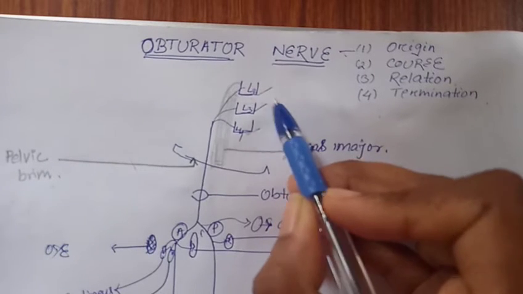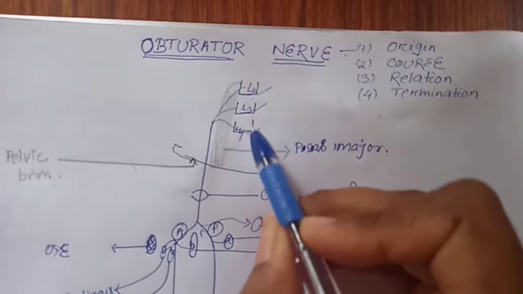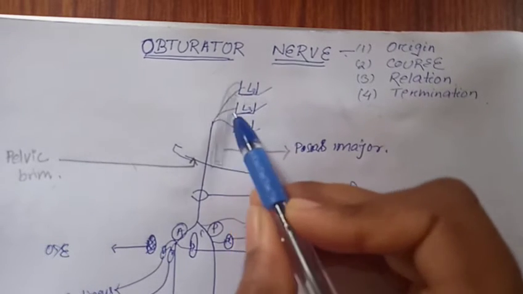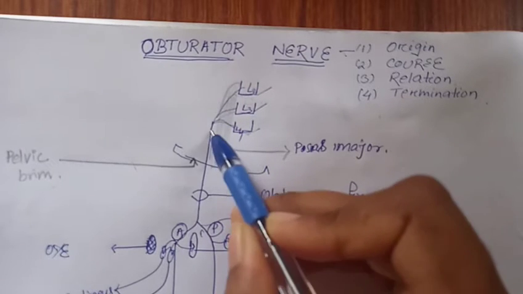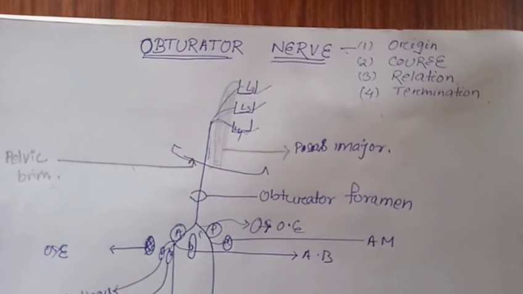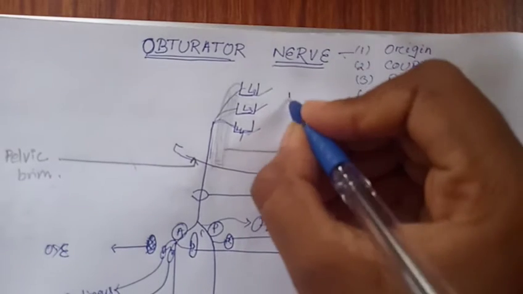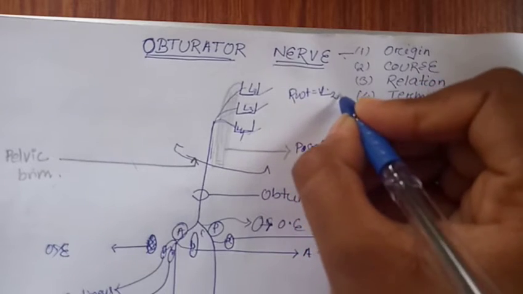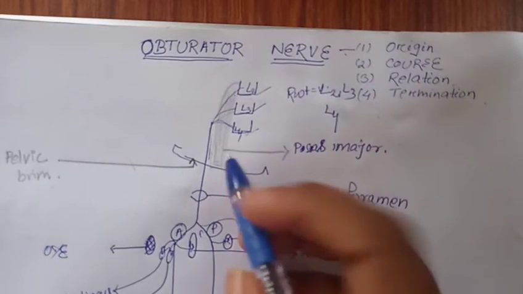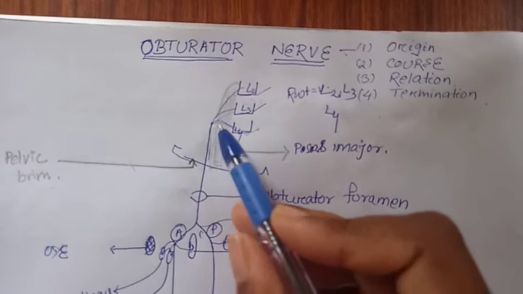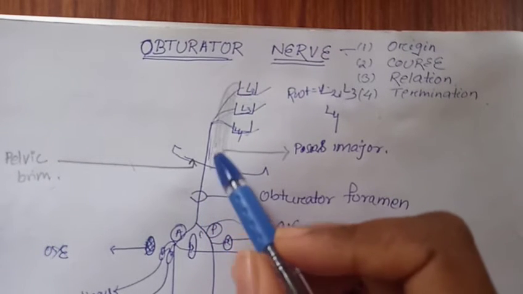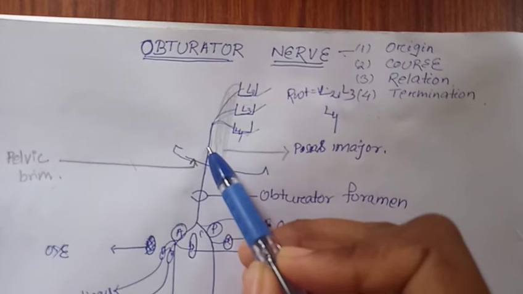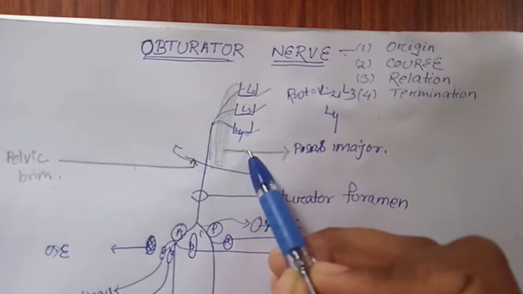What is its origin? We discussed that the ventral divisions of the ventral rami of L2, L3 and L4 are joined together to form the obturator nerve. Then what is its root value? Its root value is L2, L3 and L4. Now we go towards the course. How does it emerge? Its course is just medial to the medial border of the psoas major.